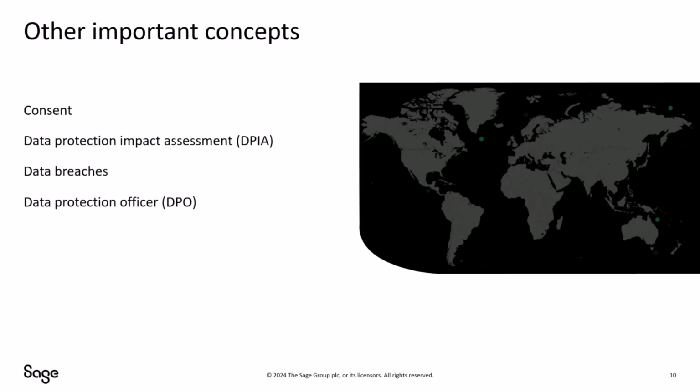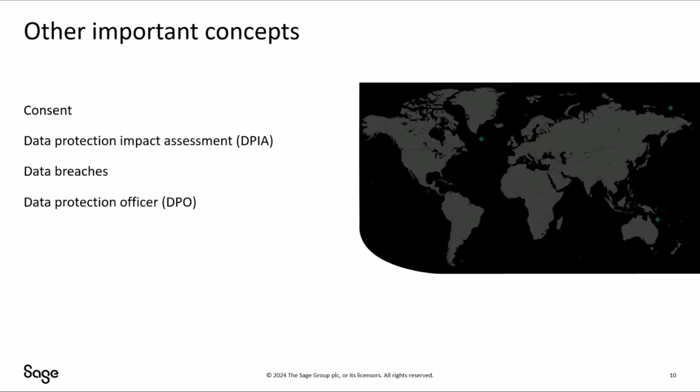Other important concepts, something I've touched on already, is that because there has to be transparency and the customer has to be aware of what's going on, consent must be freely given, specific consent for certain types of processing, and it has to be informed and unambiguous. So it's a clear choice about what the customer or individual is deciding about that.